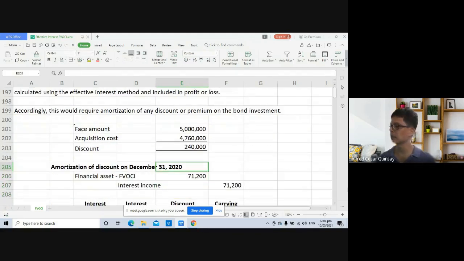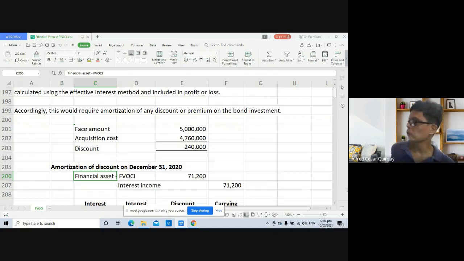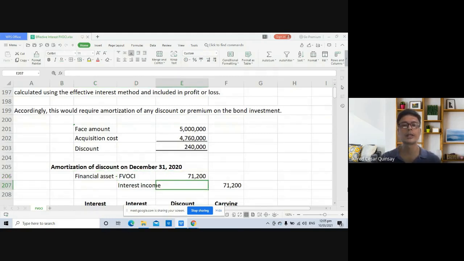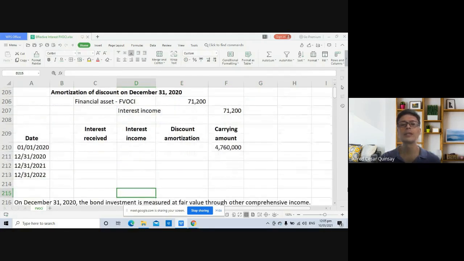So the first amortization would be on December 31, 2020. Debit financial asset, FVOCI. Notice the account title: instead of investment on bonds, it is financial asset, with a dash FVOCI, meaning fair value through other comprehensive income. So that's 71,200, and credit cash for 71,200. Okay, so as we can see here, the amortization table.